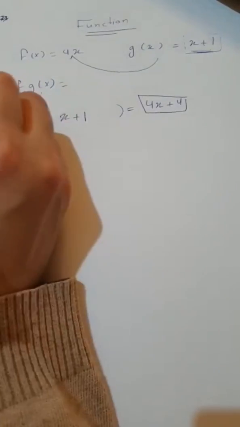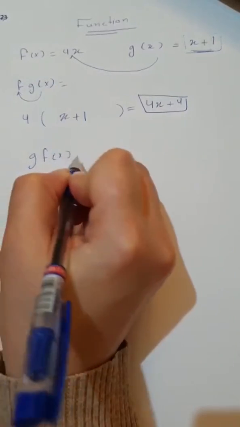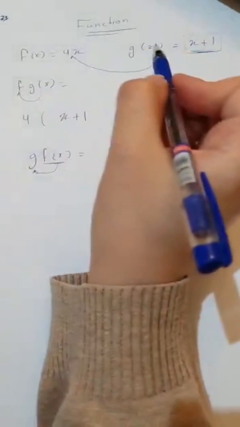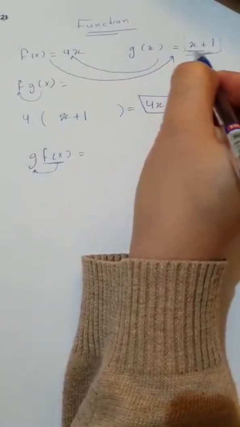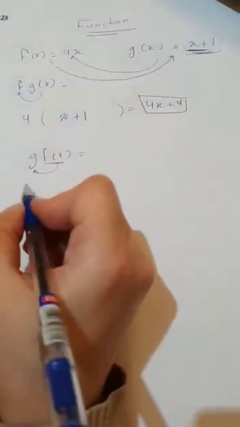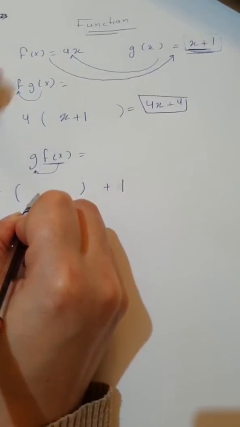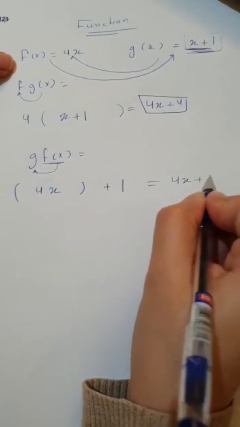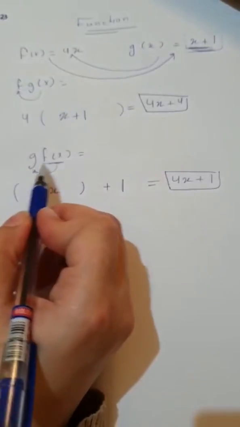What about if they give me the opposite now, and they give me g of f of x? In this case, I'm going to replace f of x inside g. So I'm going to put f of x inside g of x. This means I'm going to keep g of x, the variable x, empty. I'm going to replace 4x inside it. So I keep the g of x empty, and I will replace inside it the f of x, which is equal to 4x. So the last answer will become 4x plus 1. So this is the difference between f of g of x and g of f of x.